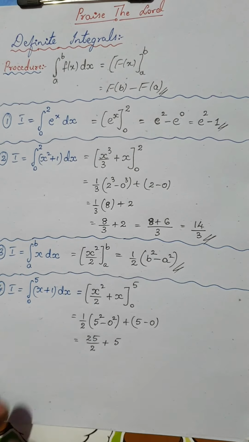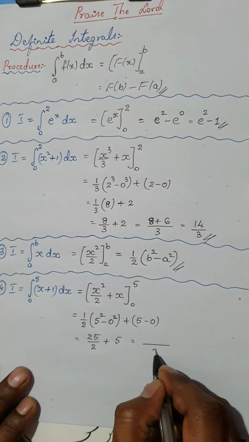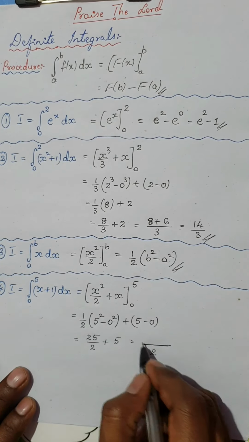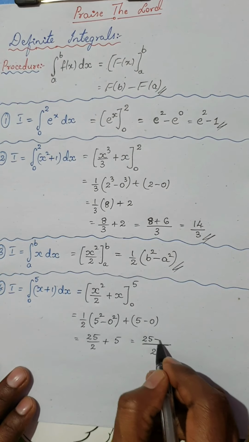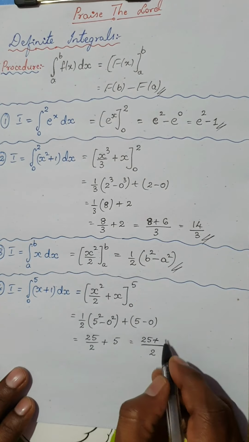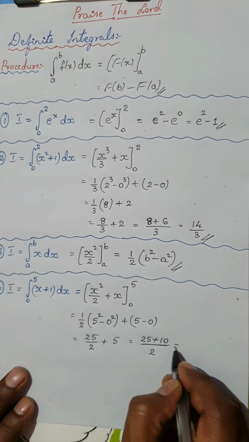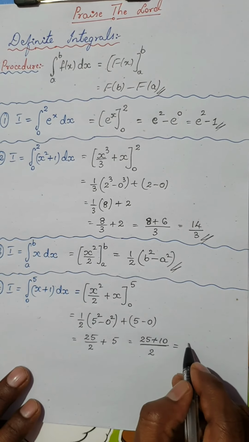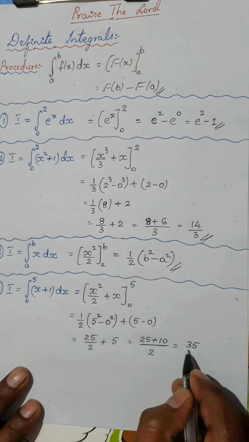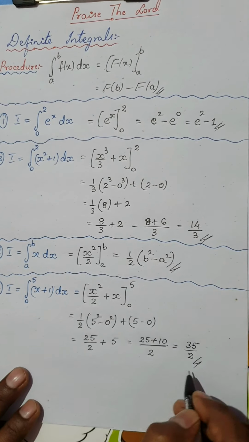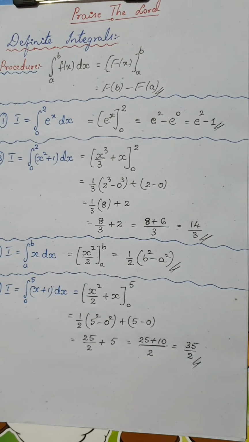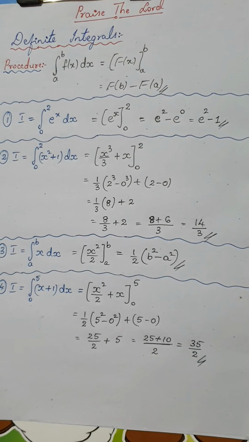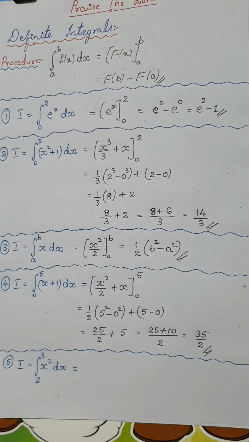Right. So if you take the LCM, it would be 2 for both the terms, and this 25 is kept as it is, plus this 2 would be multiplied to 5, that is nothing but 10. So the final answer would be 25 plus 10, that is nothing but 35 by 2. Very simple, isn't it? We'll move on to the next question.